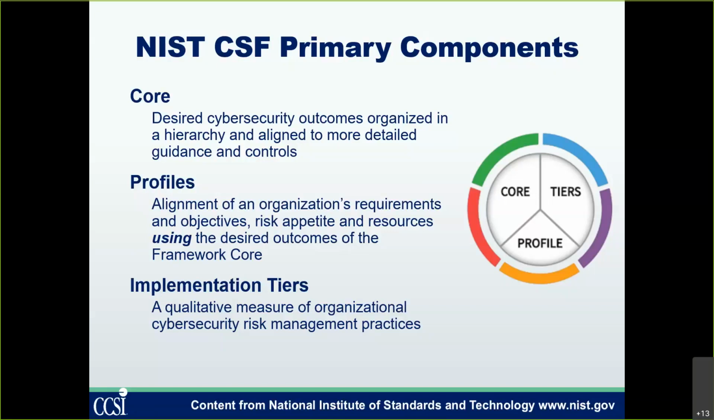The categories below that, so under identify, you have asset management, business environment, governance, risk assessments, risk management strategy. These are categories. So there's 21 of those categories. Underneath those categories, you have subcategories, which kind of just focus on what controls you should be using. That's the core, right? They then have profiles.